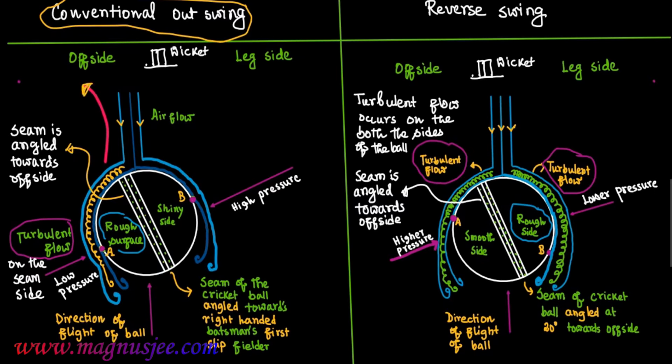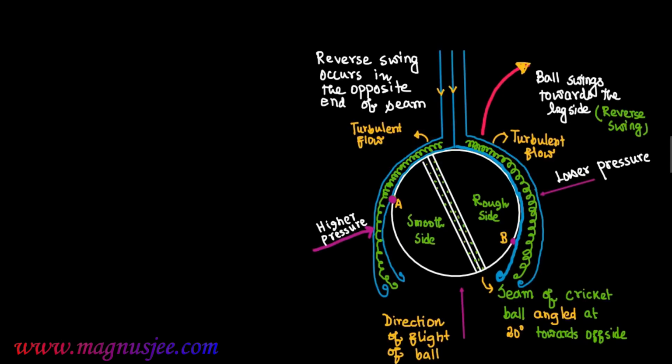For conventional outswing, the ball swings outwards in the same direction of the seam position. The ball swings in the direction in which the seam is pointing. But for reverse swing, the ball swings in the opposite direction to the seam position. The seam is pointing towards offside, and the ball swings inwards for reverse swing.